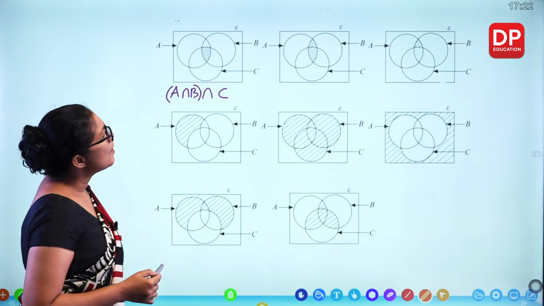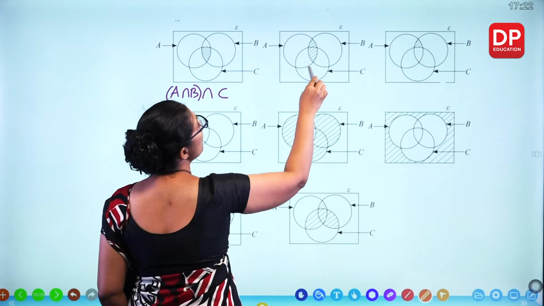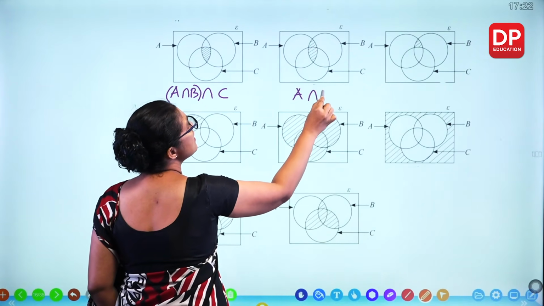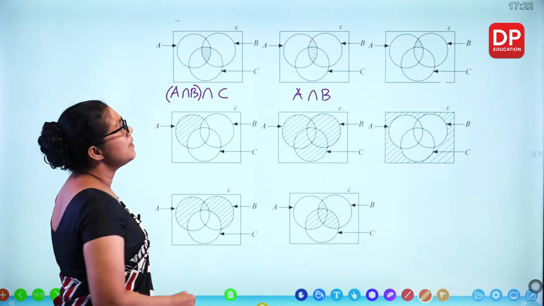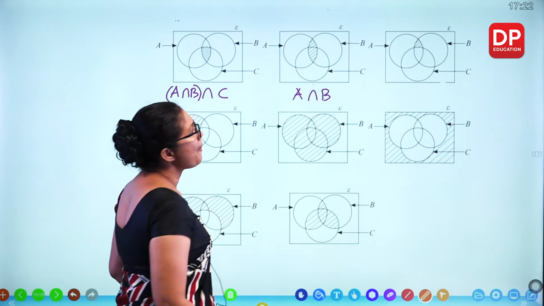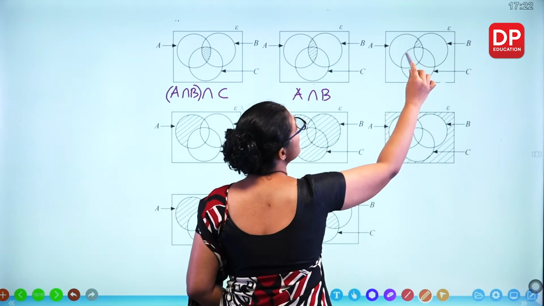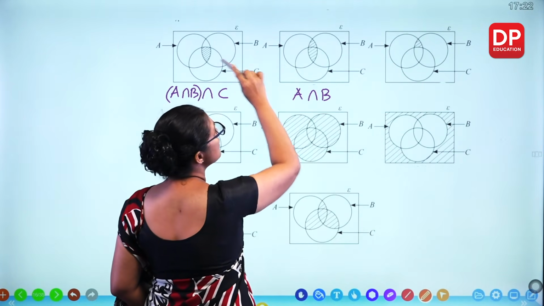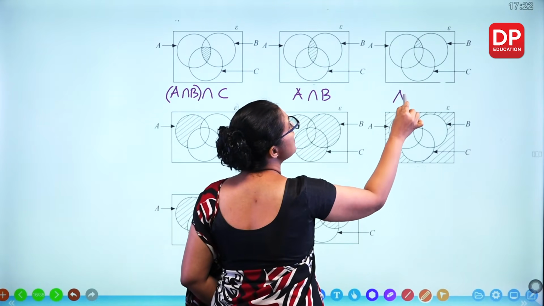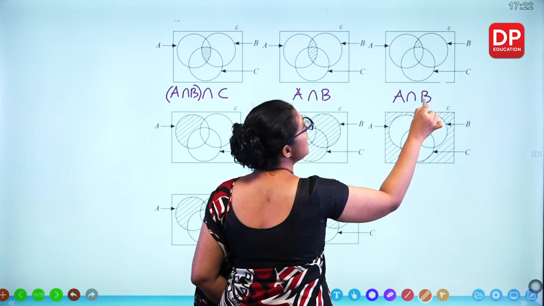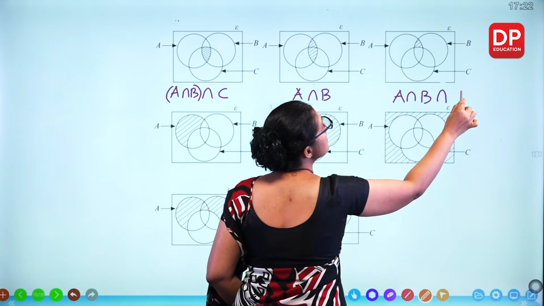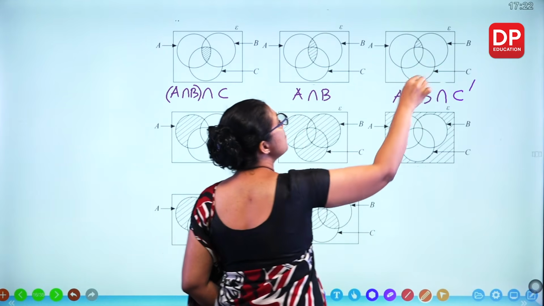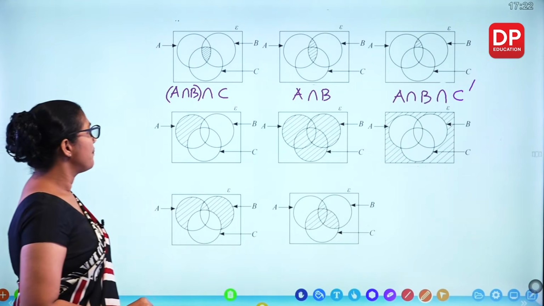Now we'll take this one. This one is whole part is shaded. That means that's easy. A intersection B. This one. This region but not C. Other part compared to this one. So we can write A intersection B intersection C dash now, not C, not belongs to C.